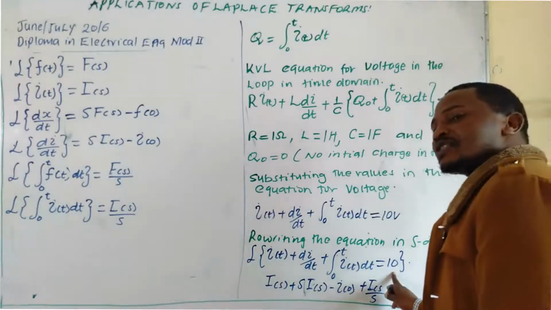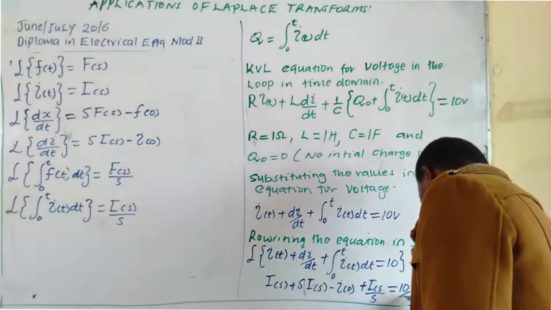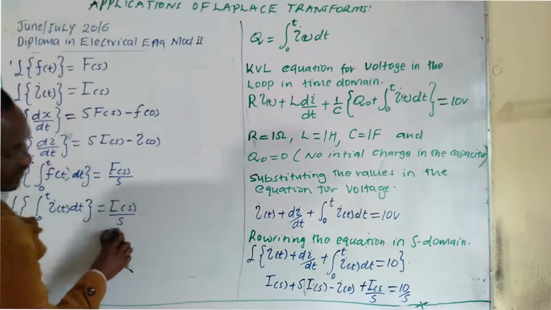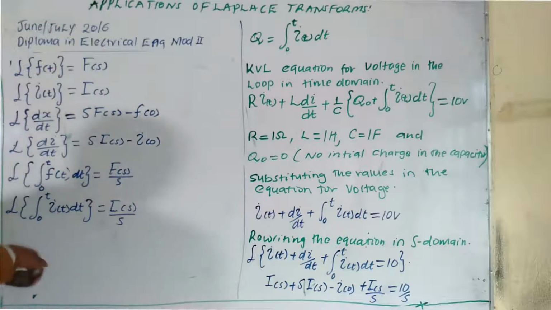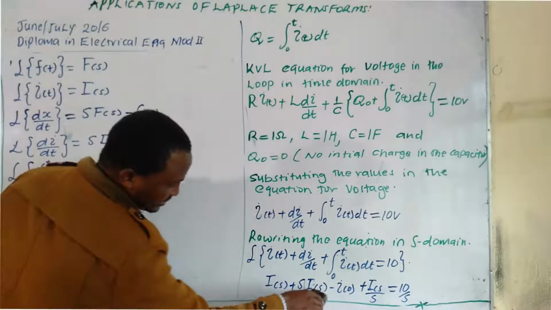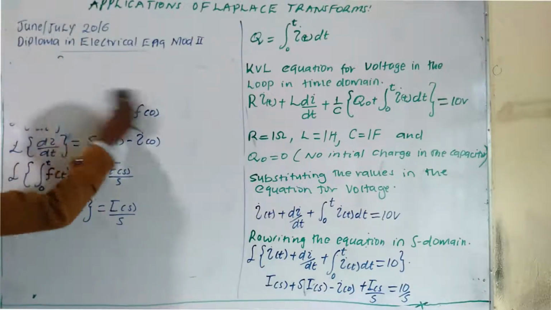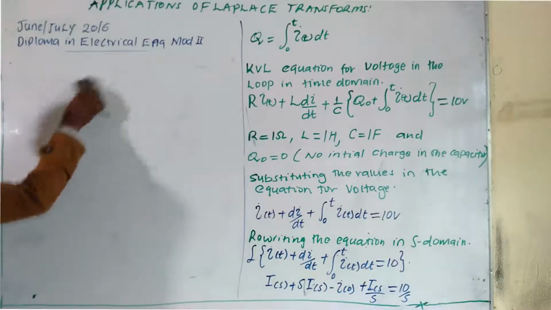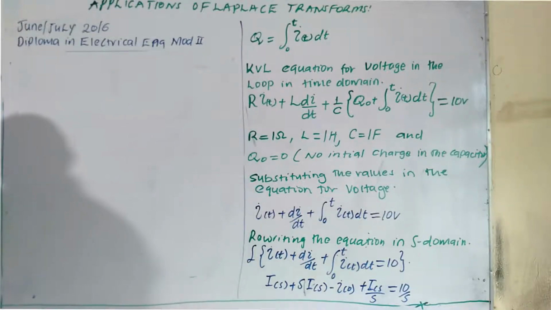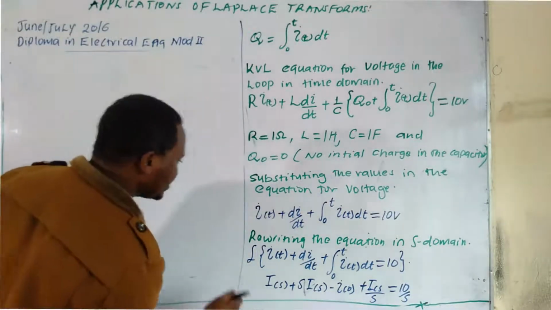What is the Laplace transform of 10? This is 10 over s. I think we no longer need this one. I should remove it now that we know why each term is the way it is. Let us just remove this. This was just a small revision that we can forget about.